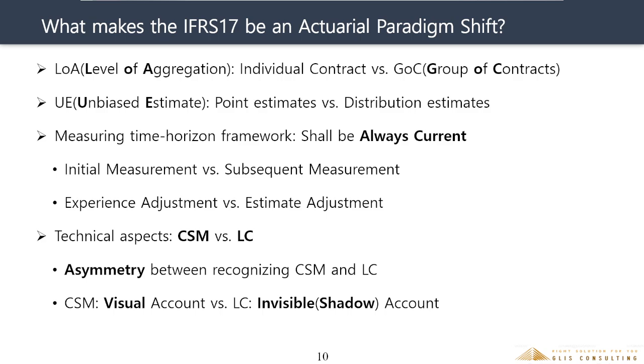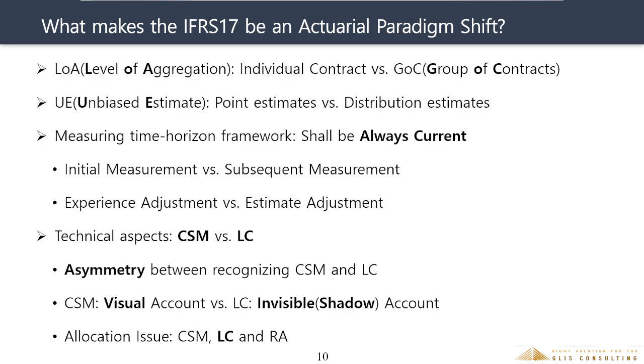And another feature is that CSM is, let's say, a visible account. You can see it as a value in a balance sheet. But loss component, you cannot see it in a balance sheet or elsewhere. You can see it in a P&L statement, and this one could be the loss recognized immediately from the new contract. So we will say it is an invisible or shadow account.